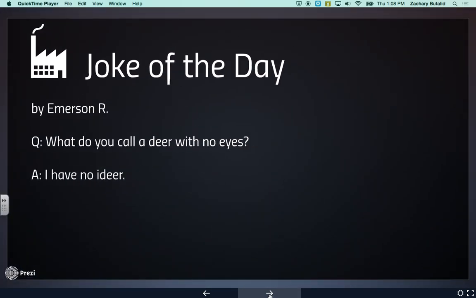Here's your joke. This one's by Emerson. What do you call a deer with no eyes? And then I have no idea.